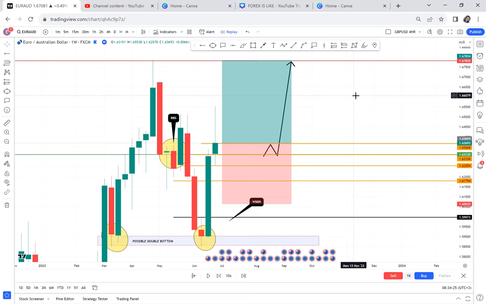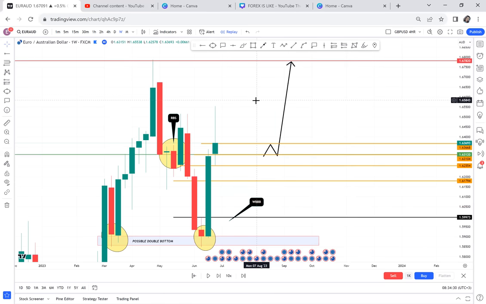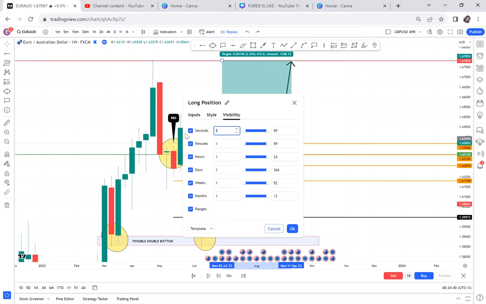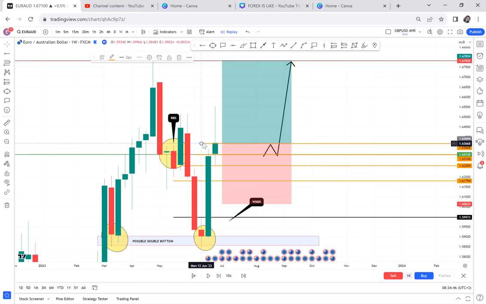Now, for me, I enter buy. So I'm hoping for buy. But you see what happens? Let me put it back, and then I will hide it from the other time frames, so it will be only on the weekly. When we go to higher or other time frames, we will not see this position. So for me, I have analyzed and I'm good to go.